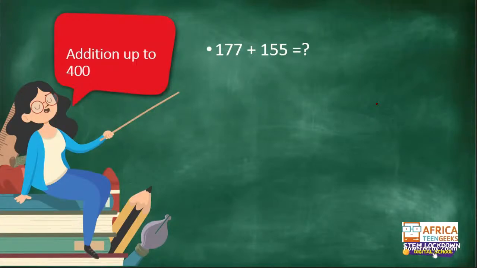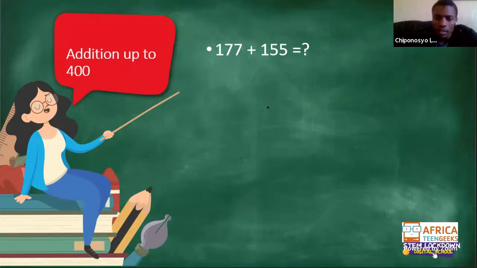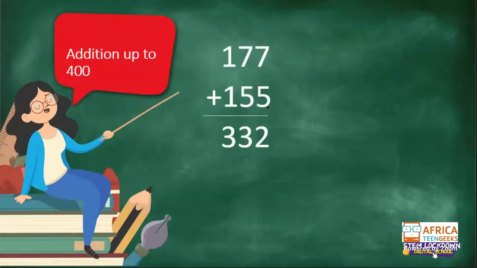This one, I said 7 plus 5, 7 plus 5 equals 12. And then I write 2 and take over the 1.